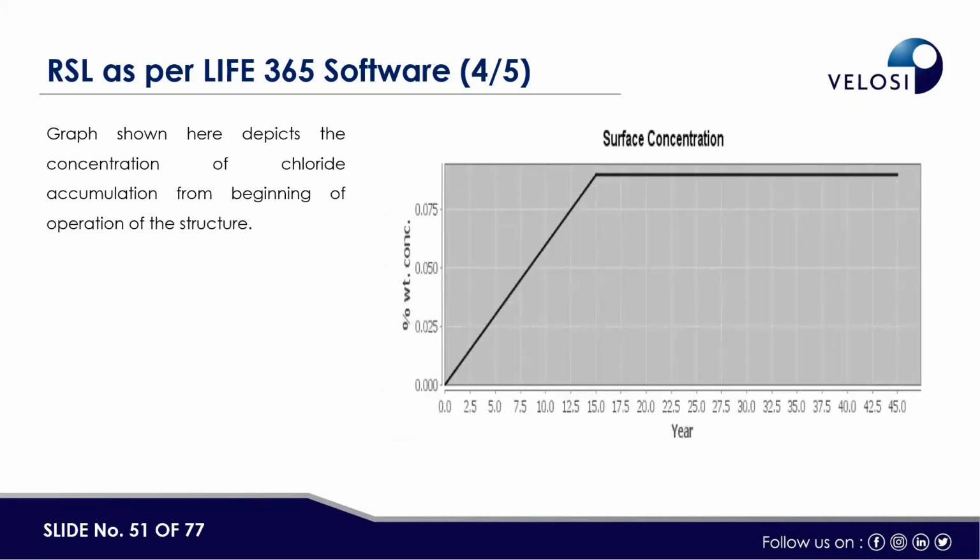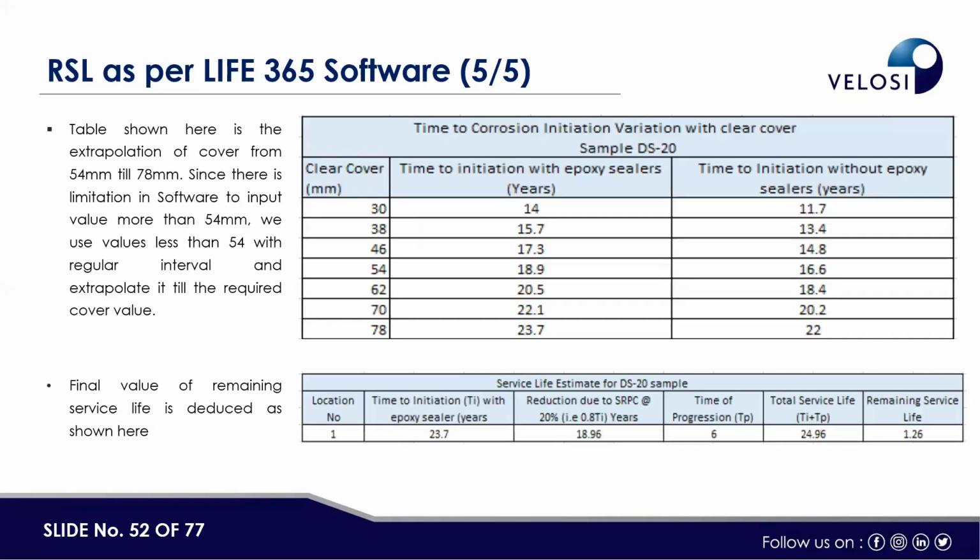Once we input the values, the software will generate a graph showing the surface concentration and the maximum year at which this surface concentration will be achieved. From 15 years onwards, it is a straight line. So the maximum surface concentration has been obtained after 15 years. This is a table showing the extrapolation for this method. 54 mm is the available cover range in the software, and 78 mm was the requirement. So we did covers for 30, 38, 46, 54, then extrapolated similarly to the required depth range. And there are times of initiation in this table.